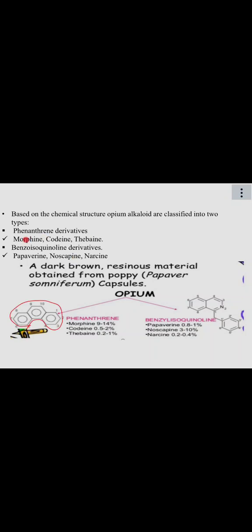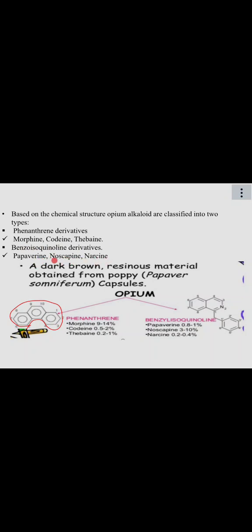Under phenanthrene derivatives, we have morphine, codeine, and thebaine. Of course, when we look at the actual structure, we will see that we add two other rings, but the morphine, the codeine, the thebaine, their basic structure is the phenanthrene structure. And then we have the isoquinoline derivatives. We have papaverine, noscapine, and narceine.